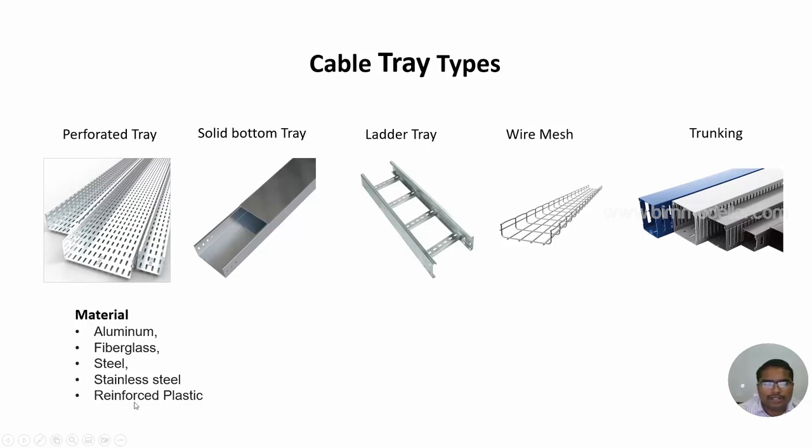There are a couple of materials available for tray making: aluminium, fiberglass, steel and stainless steel, reinforced plastics. And each tray type has its purpose, advantage and disadvantage. I want you to check on your side what the advantage of using perforated tray is and what the disadvantage is for each one of them. So you can say this perforated tray will have air circulation, but the solid trays will not have air circulation inside. Like that, each one of them will have their own advantages and disadvantages. For example, wire mesh will not be able to carry much weight. So based on that, we have to think about the purpose of usage.